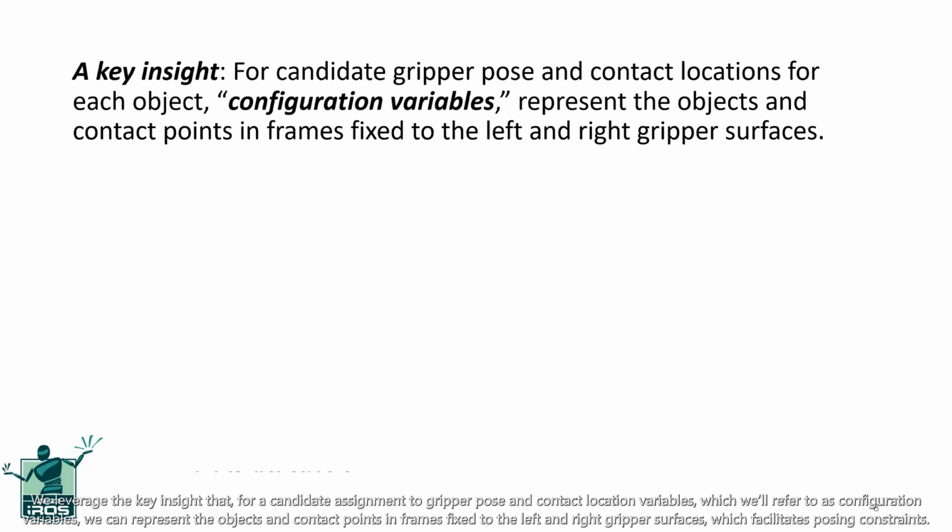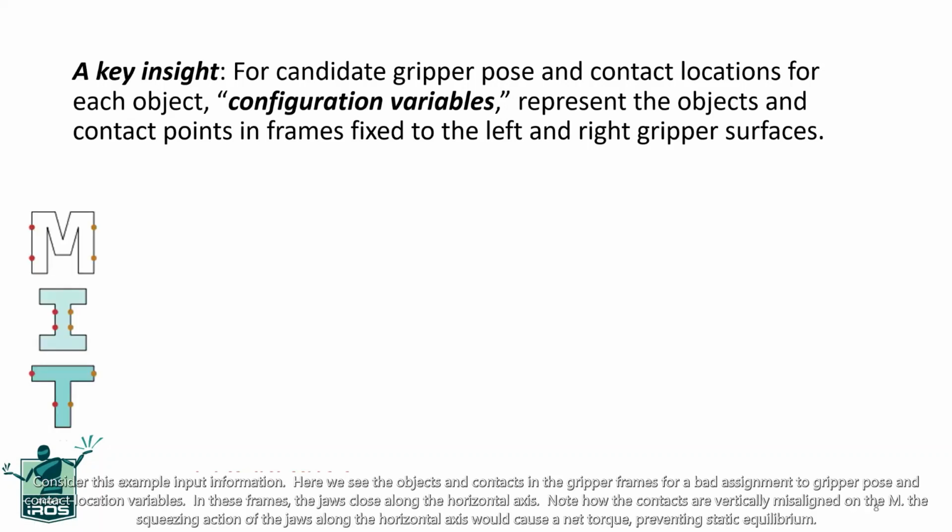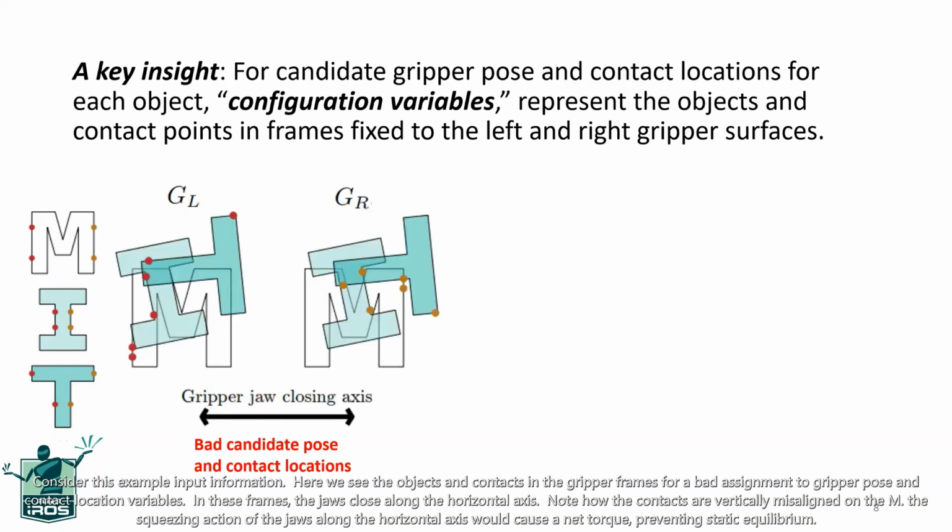We leverage the key insight that for a candidate assignment to gripper pose and contact location variables, which we'll refer to as configuration variables, we can represent the objects and contact points in frames fixed to the left and right gripper surfaces, which facilitates posing constraints. Consider this example input information. Here we see the objects and contacts in the gripper frames for a bad assignment to gripper pose and contact location variables. In these frames, the jaws close along the horizontal axis.